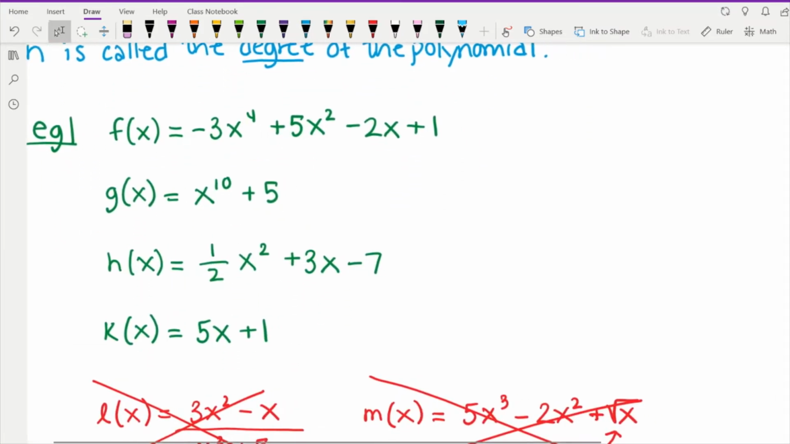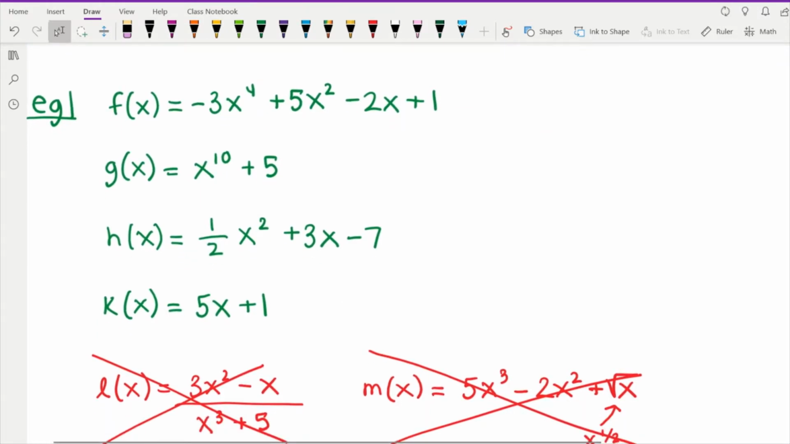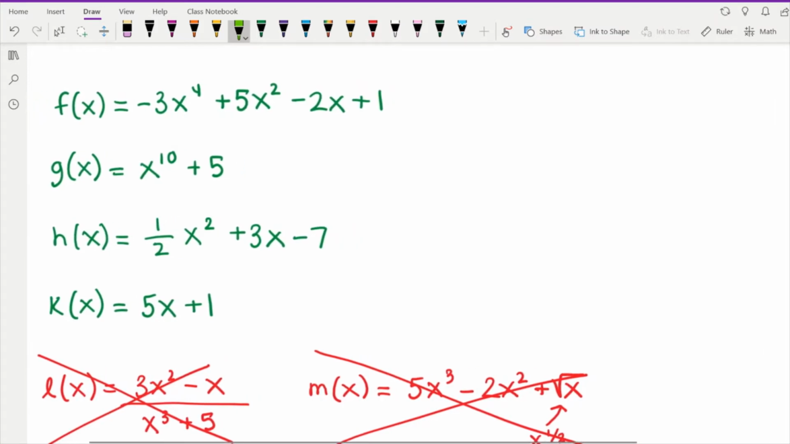Okay, so I just want to quickly go through these and identify, for the ones that are polynomials, their leading coefficient and their degree. This might be a good place to pause the video and try this yourself, just to make sure that you understood what these words mean: the leading coefficient and the degree.